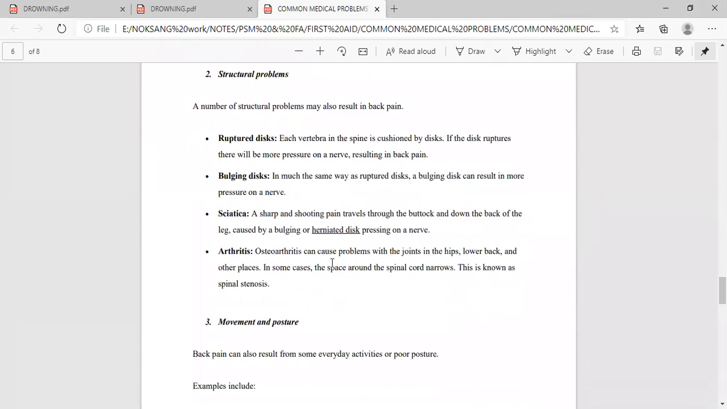Next is structural problem. In structural problem, just write down the points like ruptured disc, bulging disc, arthritis, sciatica. Just write down. No need to write the explanation. It is not that much important. I have just given structural problem. Just the first line, first point, just the points. Elaboration is not required.